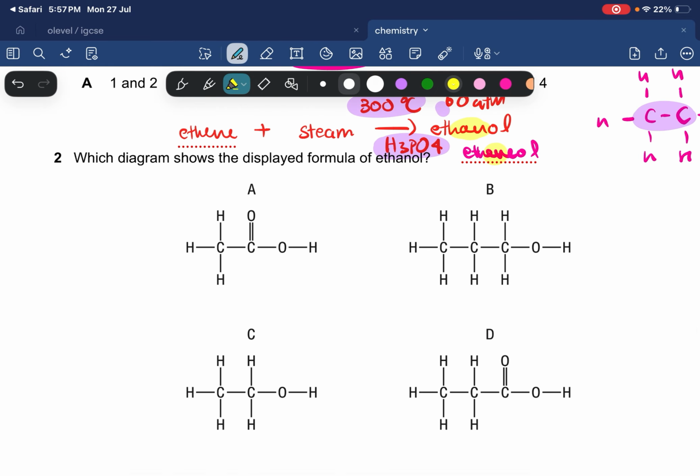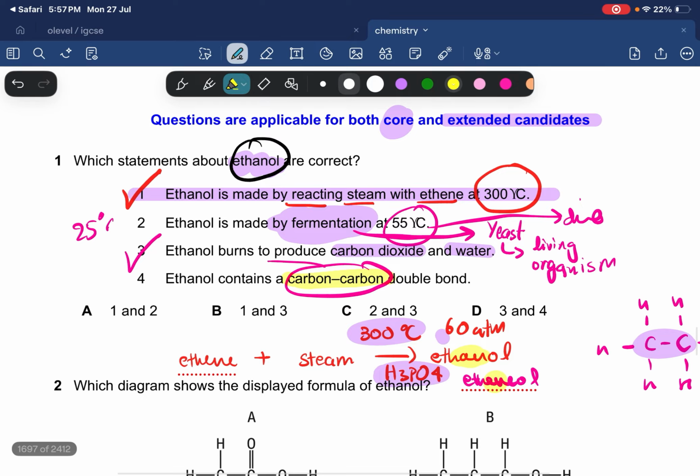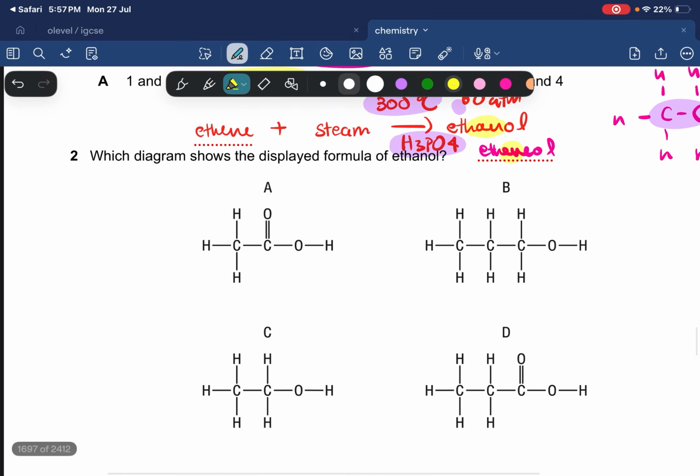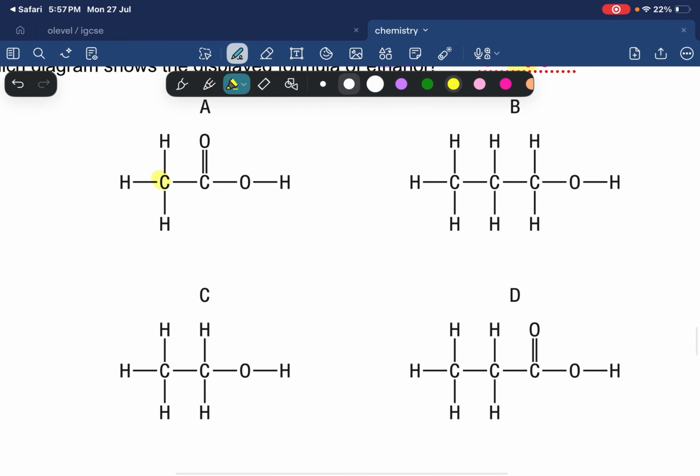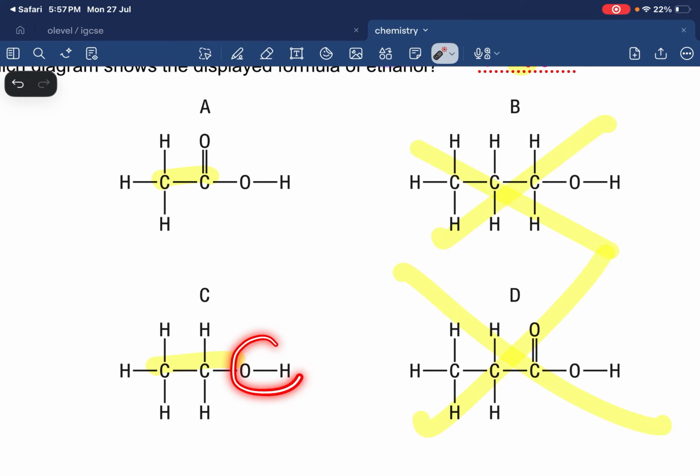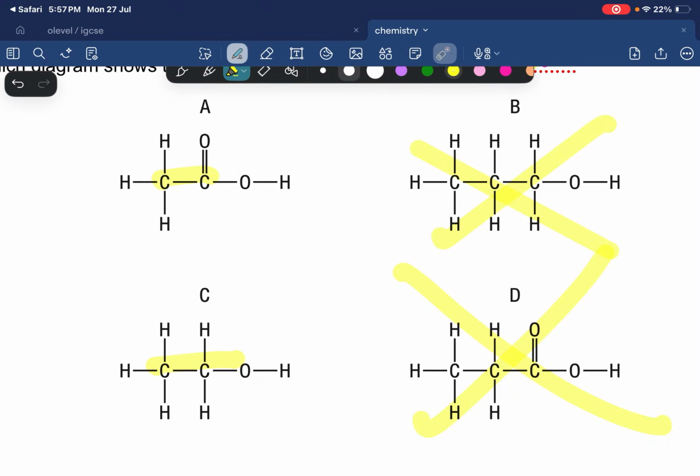Which diagram shows the displayed formula of ethanol? So 1 and 3 were correct. Which diagram shows the displayed formula of ethanol? We just do it. We need 2 carbon atoms. 2 carbon, 2 carbon, 3 carbon, no, 3 carbon, no. Next step, we need an OH group, and an OH group. Both are correct, but there's a little trick over here.